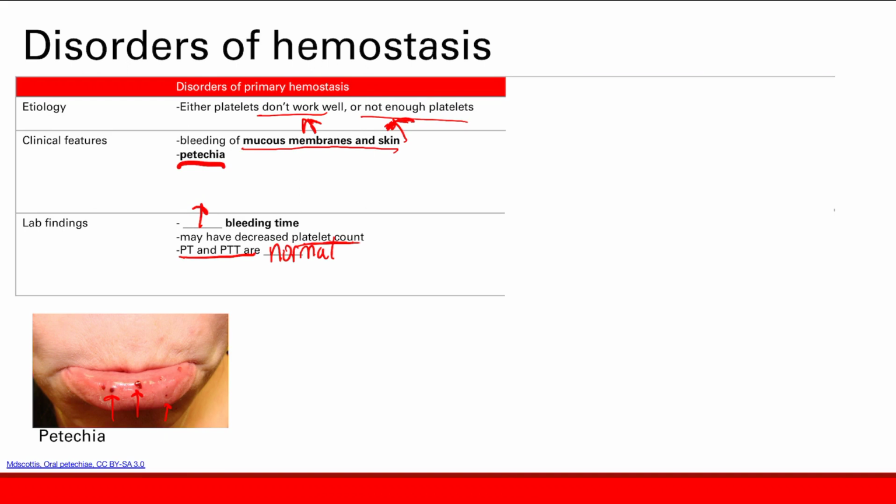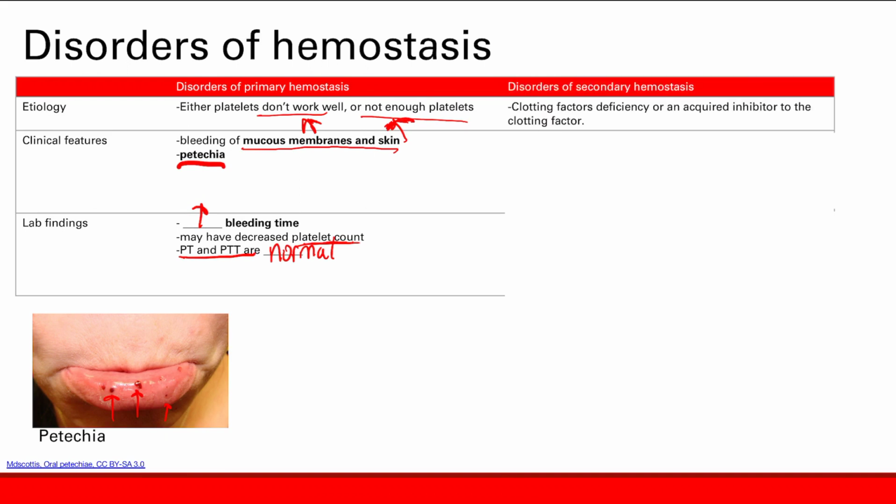If you go look at the secondary hemostasis, what was the main mediator of secondary hemostasis? We said it was clotting factors. So if you're deficient in clotting factors, or you have an acquired inhibitor to clotting factors that makes them not work, then you get disorders of secondary hemostasis. And the way this presents is a little more severe, a little more strong. So you get deep tissue bleeding into joints and muscles, and you get large palpable ecchymoses. Ecchymoses is a fancy term for a bruise.